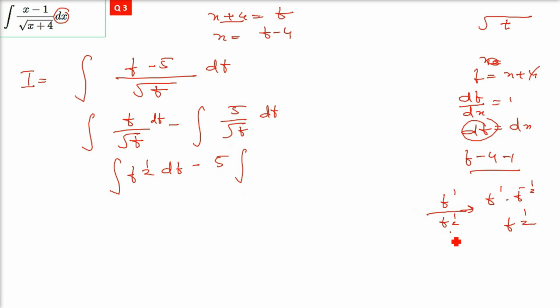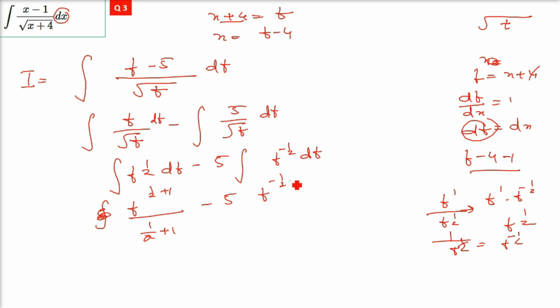5, I always take it outside because it will not have any effect. Under root t goes up, it becomes t raised minus half. And we need to integrate all of it now. So it will be t raised half plus 1 divided by half plus 1 for the first term, and 5 times t raised minus half plus half divided by minus half plus 1. Constant of integration comes because we have already integrated it now. t raised 3 by 2, half plus 1 is 3 by 2. This 3 by 2 is in the denominator, it goes up, it will be 2 by 3.